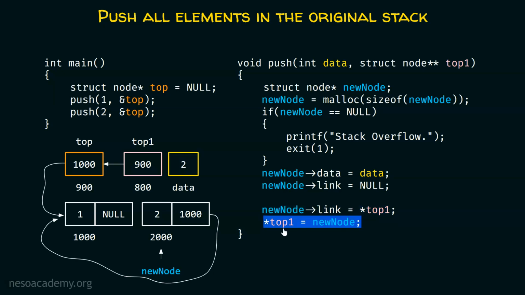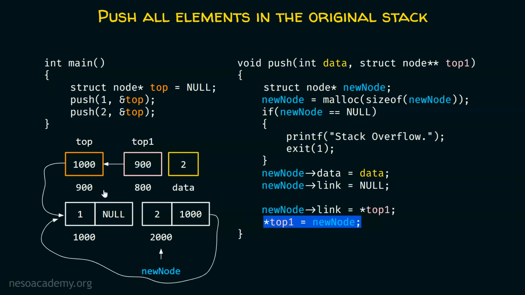After this, we have to update our top pointer. That is why this line of code is required: star top 1 equal to new node. Star top 1 means top, right? We can replace star top 1 by top. Here, this line of code means top equal to new node, okay?